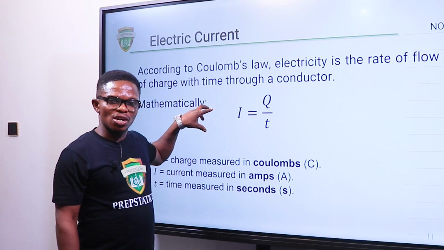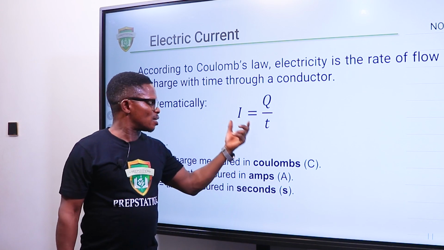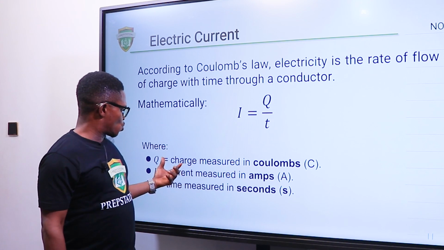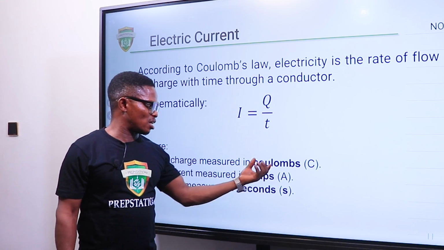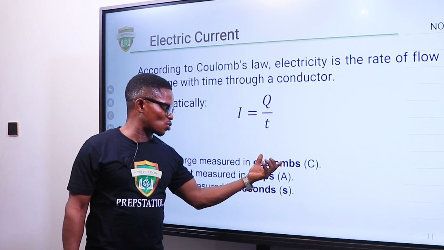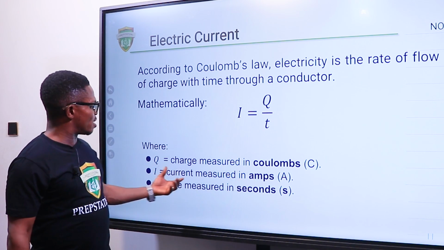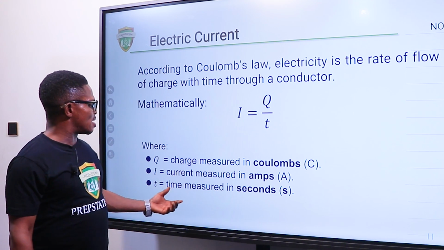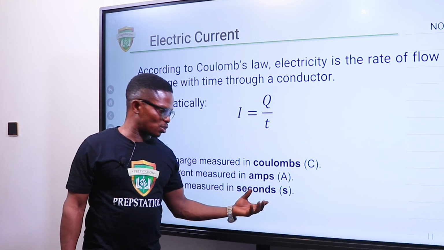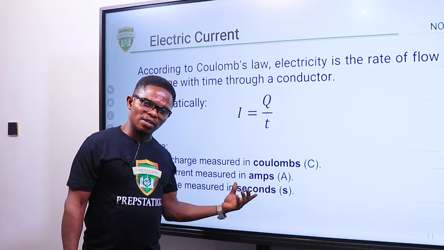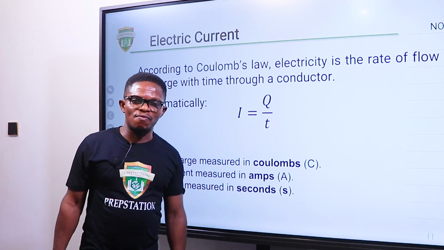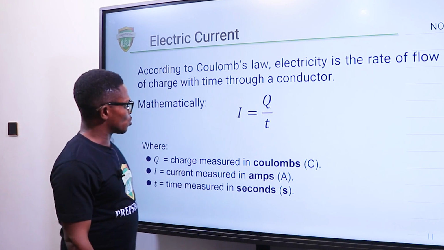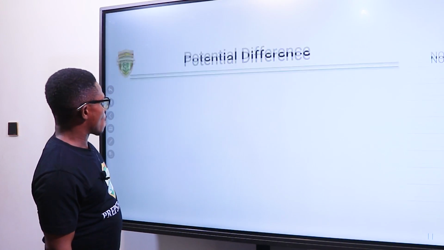And mathematically, we can express Coulomb's law as I is equal to Q over T, where I stands for what? Q stands for the charge measured in coulombs, named after the scientist Charles Coulomb. And then I is the current measured in amperes. I already told you before now. And then T is the time measured in seconds. So that means if the time is given in hours or minutes, you have to convert it to seconds because the SI unit for time is seconds. So I equals Q over T.